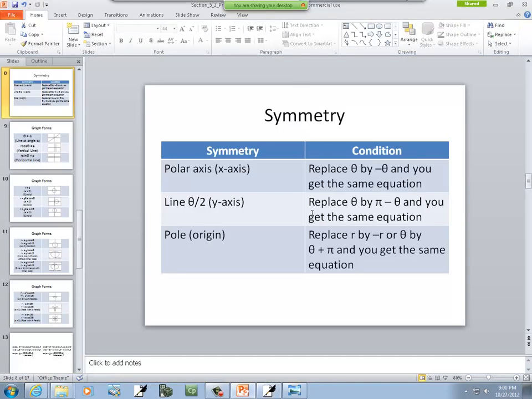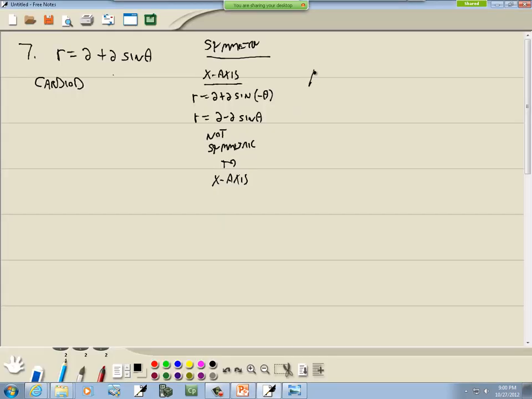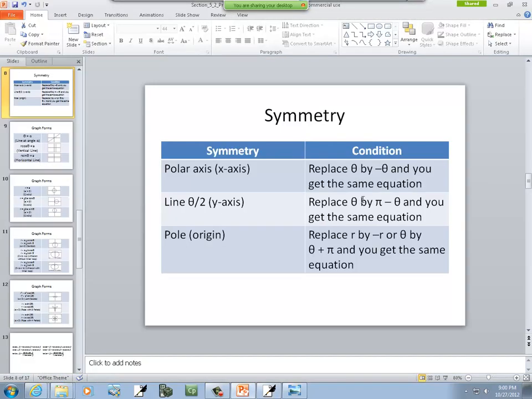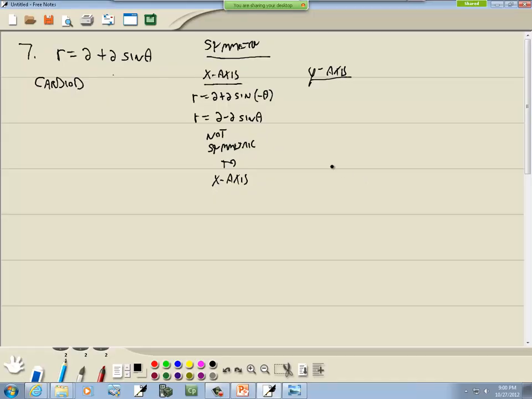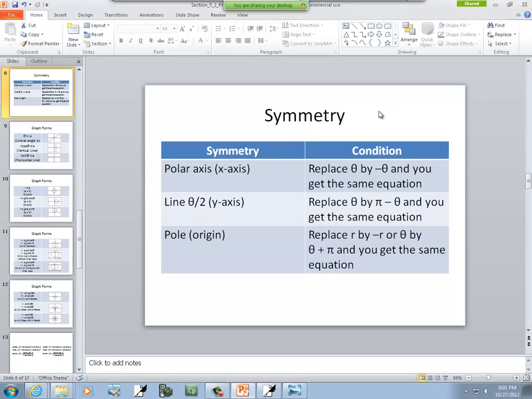Well, for the y-axis, it says you replace theta by pi minus theta. So we got r is equal to 2 plus 2 sine, and we're replacing theta with pi minus theta. Well, this is a sine of two things subtracted. I would say angles, but pi is not an angle.